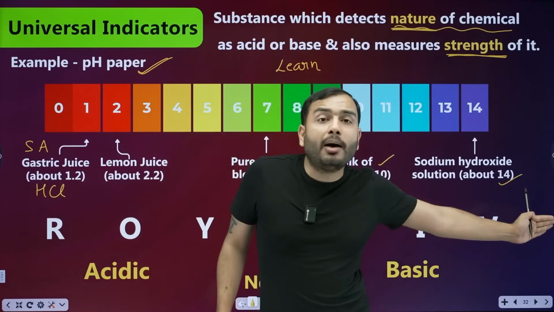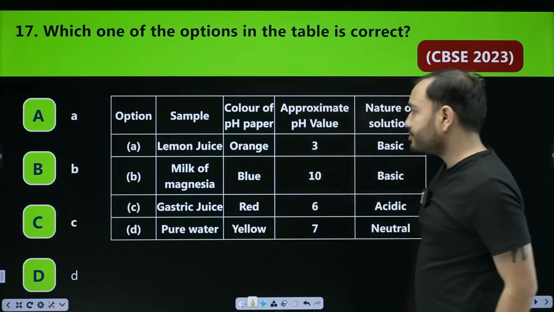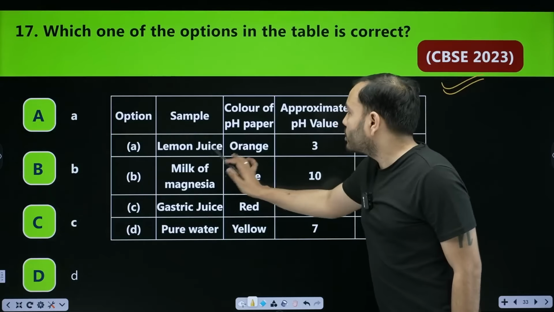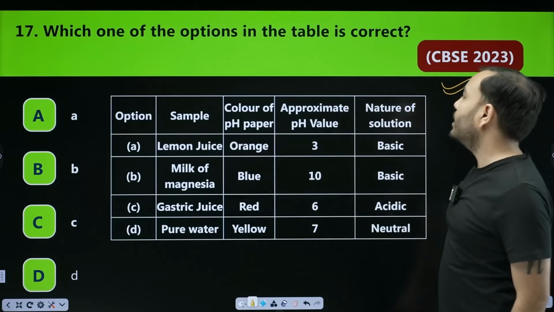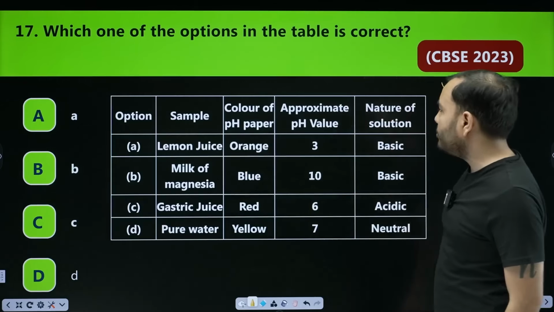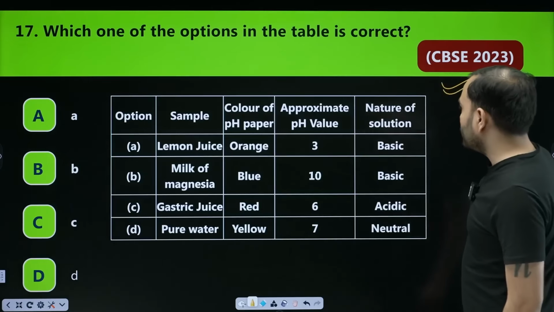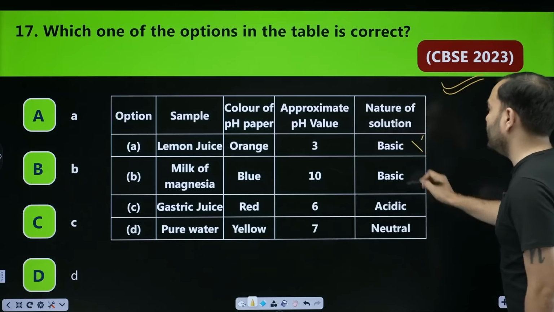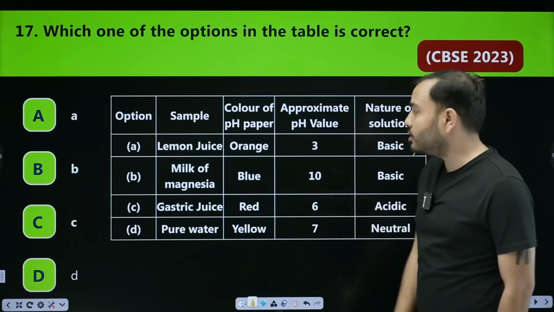Let's do a question. It's easy. CBSE 2023. Which one of the options in the table is correct? Let's see which one is correct. Lemon juice: color of pH paper is orange, approximate pH value is 3. The approximate value of lemon juice is 3 and the color is orange. Nature of solution is basic. See, it's wrong. The pH is 3, so how is it possible? It's acidic.